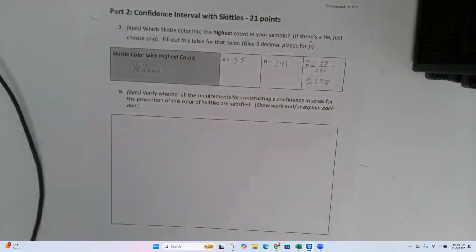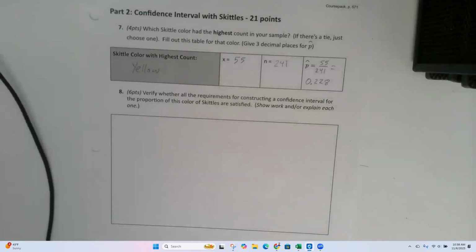But we've seen already that sometimes you're off. 72% confident means you're 28% not confident. There's a 28% chance that you're going to be wrong and that it's actually outside that range. So 72% is probably a pretty terrible confidence level.